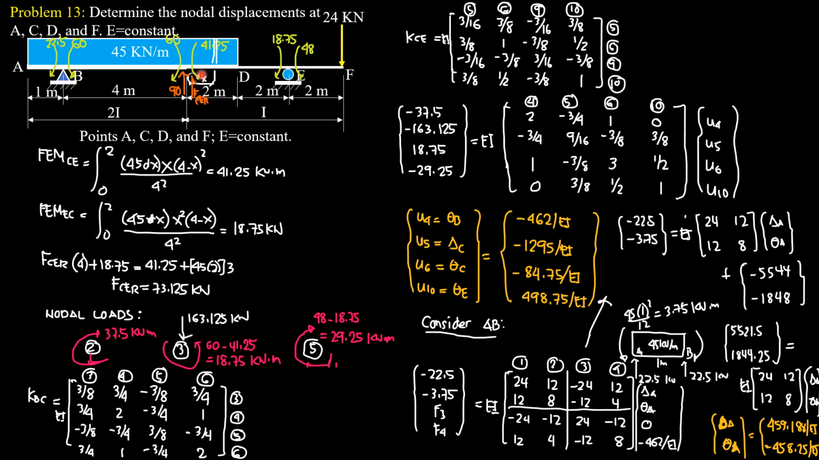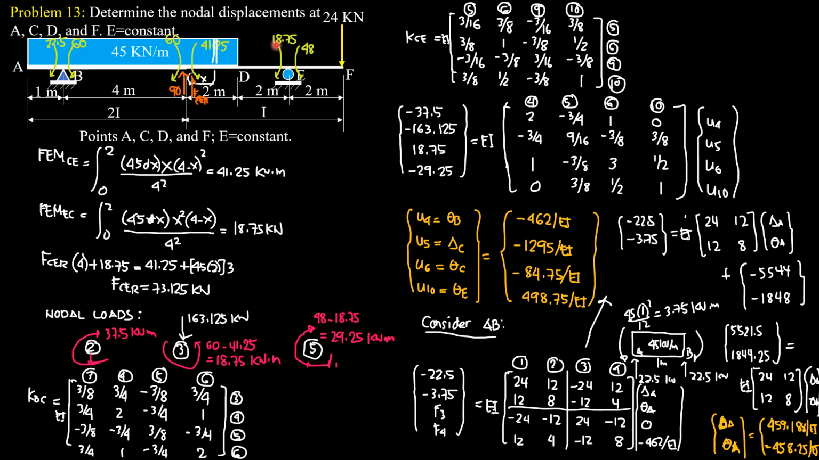The fixed moment is the integral of the formula PAB square over L square, negative at the left. So counterclockwise at the left from slope deflection equation. So integral of differential P, which is 45 dx, A, which is x, distance of the strip from the left, then B, 4 minus x, so 4 minus x square over L square, 4 square. The limits for x is 0 to 2, and that value is 41.25 kilonewton meter.